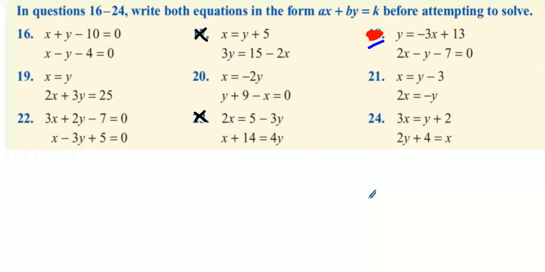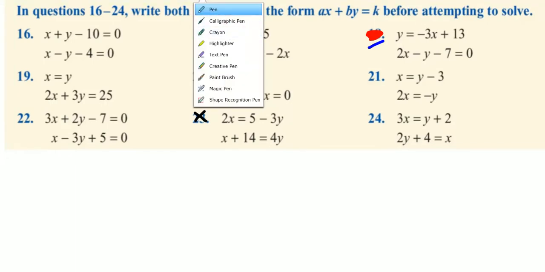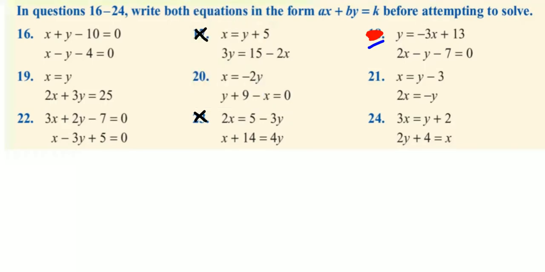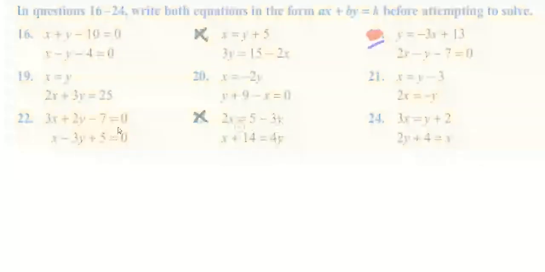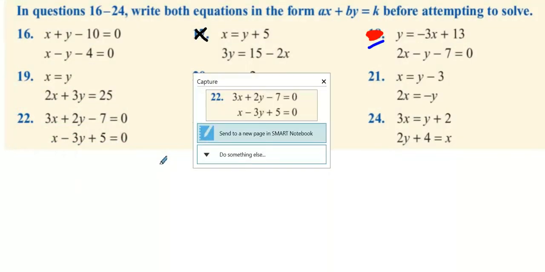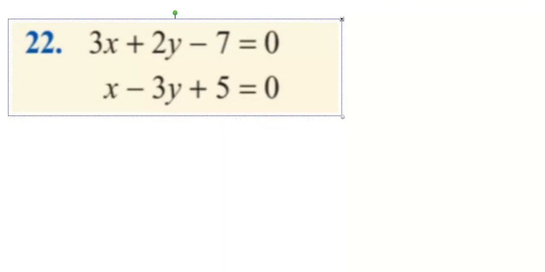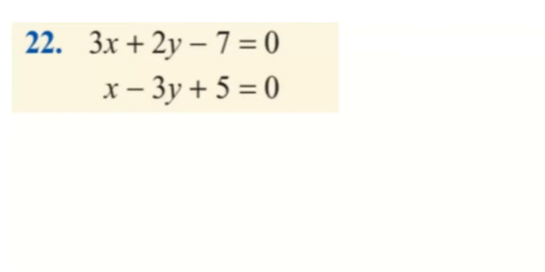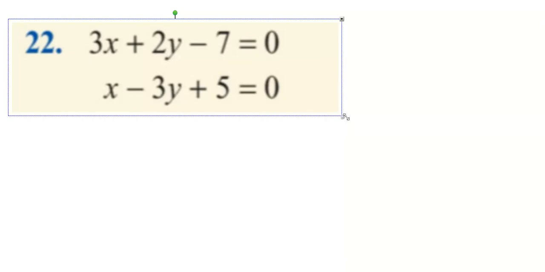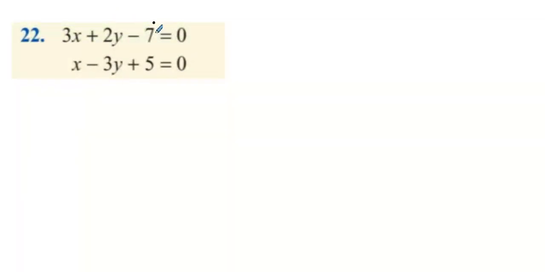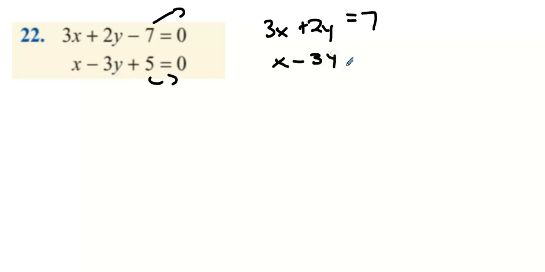Well, I reckon we might try 22 and then 24. So we'll try 22 then. So once again, we'll highlight it. Here we go. Now 22, quick rearrangement across the equal sign. So what we do is we bring the 7 from the left to the right to become 3x plus 2y equals 7. We bring the 5 to the left, so we get x minus 3y equals minus 5.